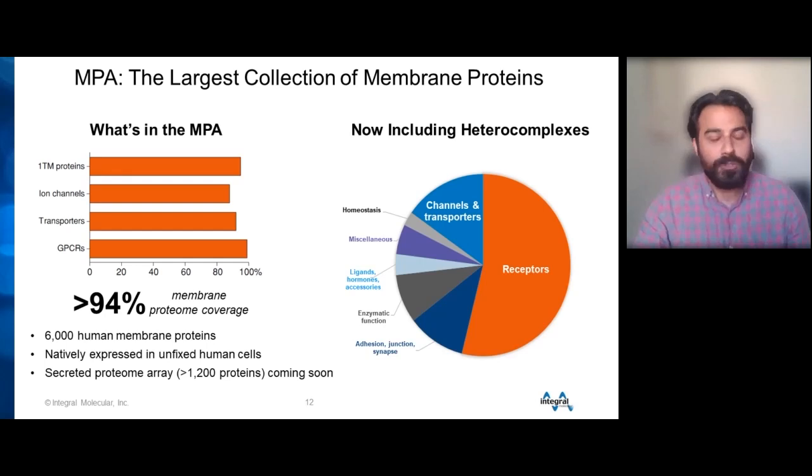To get into what is included in our library, our protein array has about 94% coverage of the human membrane proteome. This includes transmembrane proteins, ion channels, GPCRs, transporters, and more. We have also added a heterocomplex library that has been highly curated to include proteins that may need to be expressed as a complex to facilitate binding that would be expected in vivo. So things like integrin complexes or TCR complexes, we have that as well. And please reach out because we would be happy to share the full list of proteins included in our library.